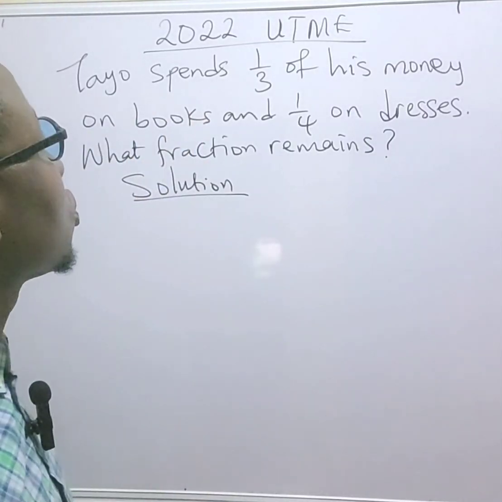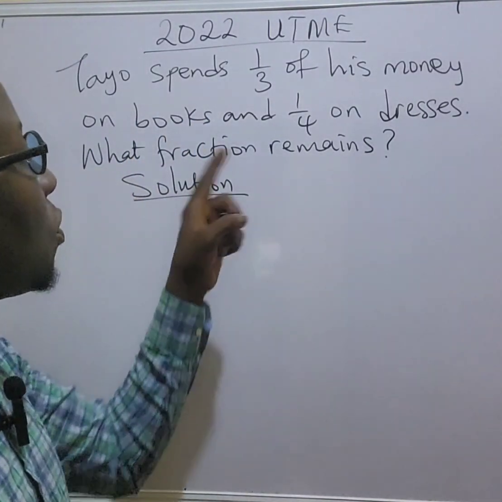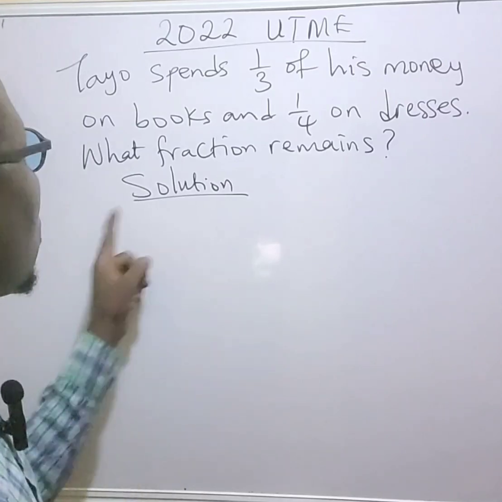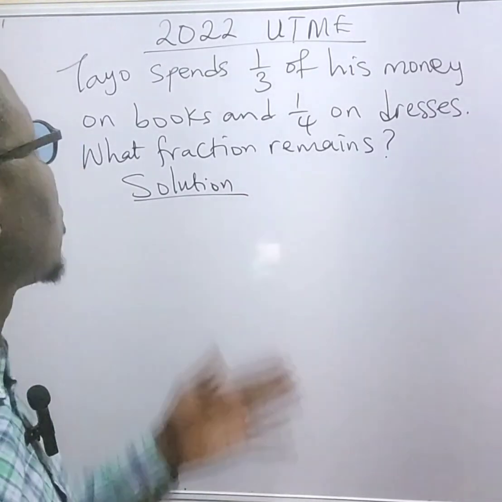Tayo spent 1/3 of his money on books and 1/4 of that same money on dresses. What fraction remains? This is a question that has to do with fractions.